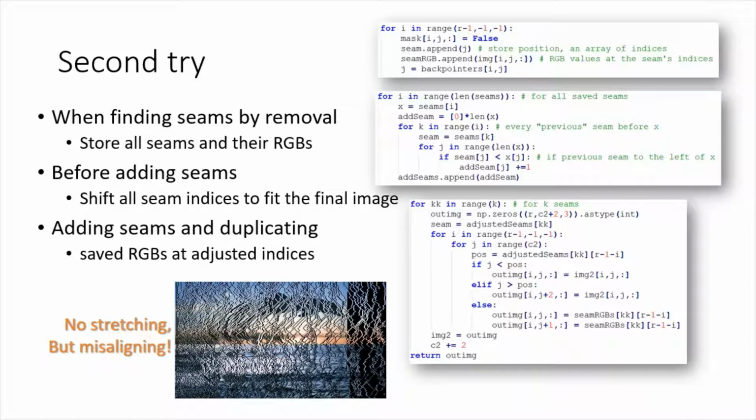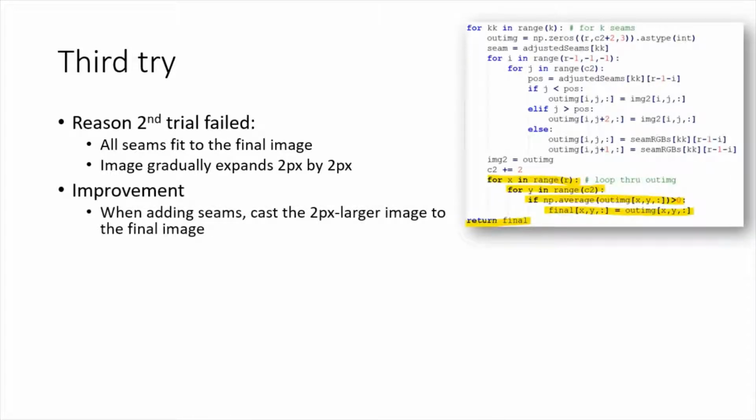The reason why the second try failed is, I shifted all seams to the final image while the image will be expanded by 2 pixels in each seam addition. I tried improving this by casting the whole image into a background of the final width.